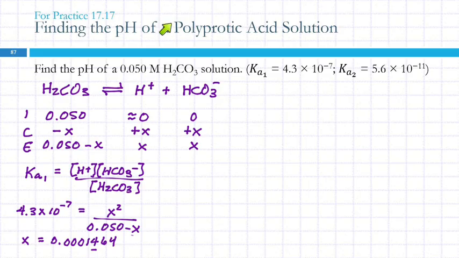So this is a polyprotic acid solution. We can probably just consider this first ionization. This would be giving us our hydrogen ion concentration. But let's include the second one and just see what happens. So this loses one proton to make hydrogen carbonate ion. The hydrogen carbonate ion can also lose a proton. So we can have HCO3 minus losing a proton, and then we get carbonate ion.